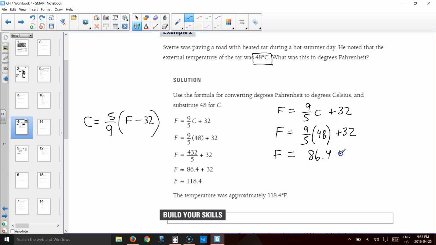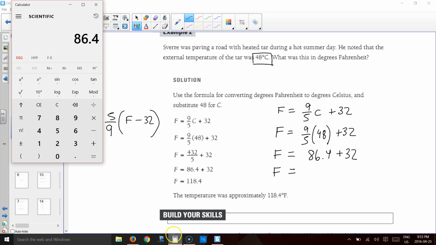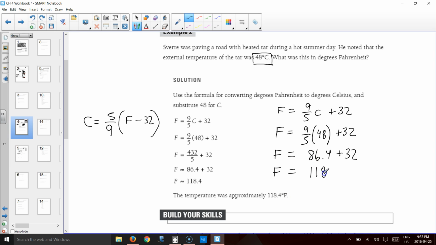Bring down the plus 32. So therefore, the last operation is to add these two together. Add in the 32 to our answer, 118.4. And make sure you put degrees Fahrenheit. In this case, with these questions, you must put the units down, degrees Fahrenheit or degrees Celsius based on what the question is asking.